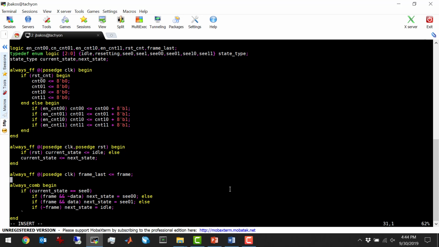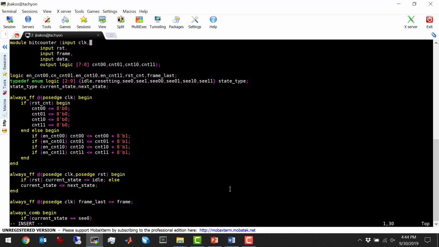So the main reset, which is scrolled off the screen, is going to reset my controller, but not the counters. I'm going to allow the counters to come up in an undefined state, because the way it's described, I only want to reset my counters when I start a new packet, right? So the frame is essentially going to serve as the resetting mechanism for the counters. So I'm not going to use that reset for the counters.